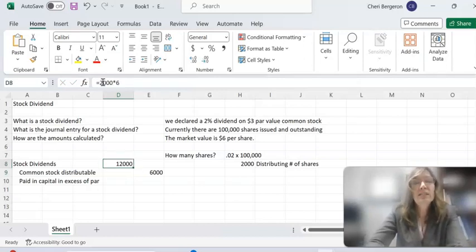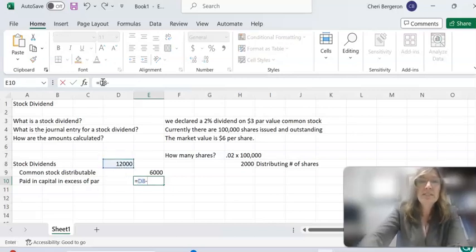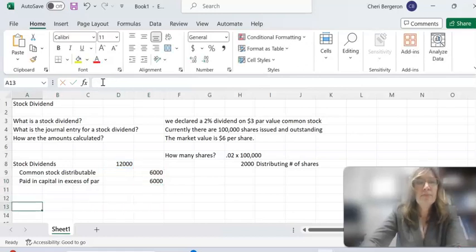So we're giving away a stock dividend with a market value of $12,000, but the par value is only $6,000, so everything that exceeds that par value goes to paid in capital in excess of par. So that's 12 minus 6, in other words it's 6,000. And so that would be the journal entry. And that's when you declare it.